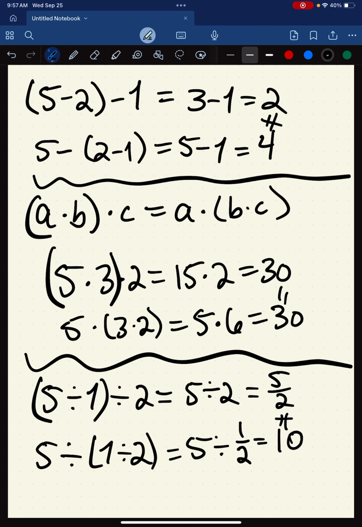So that's the commutative property and the associative property, two very important properties of real numbers that we use all the time without even necessarily thinking about it. Make sure you remember that these two properties do not apply to subtraction, and they do not apply to division. They're just multiplication and addition.